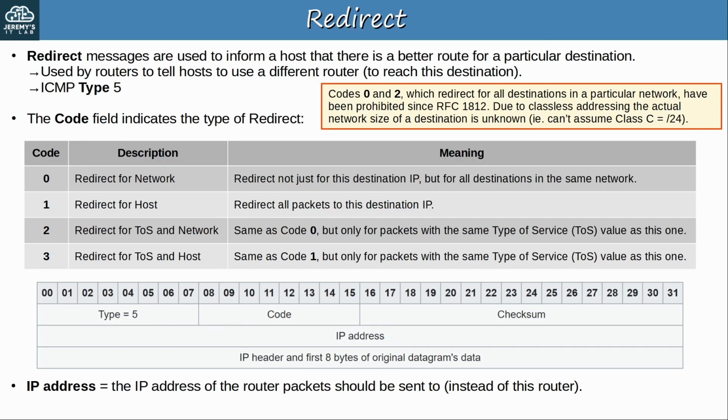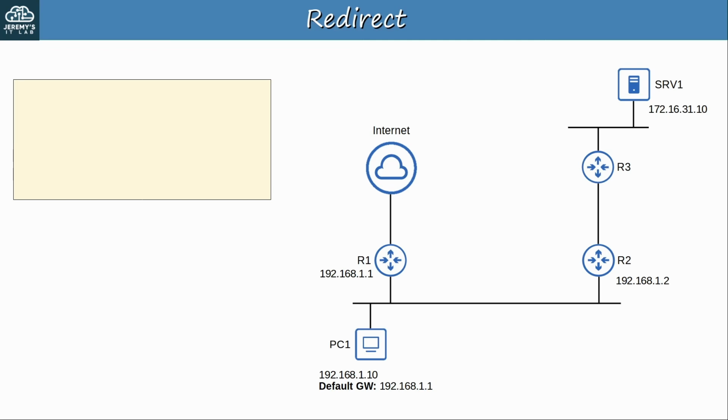For example, R1 could be telling PC1, don't send these packets to me, send them to R2 instead. I'll demonstrate that in the next slide. Finally, notice that once again the encapsulated data is the IP header and first 8 bytes of the original IP payload, the packet that caused this redirect message to be sent. Let's see how redirects work.